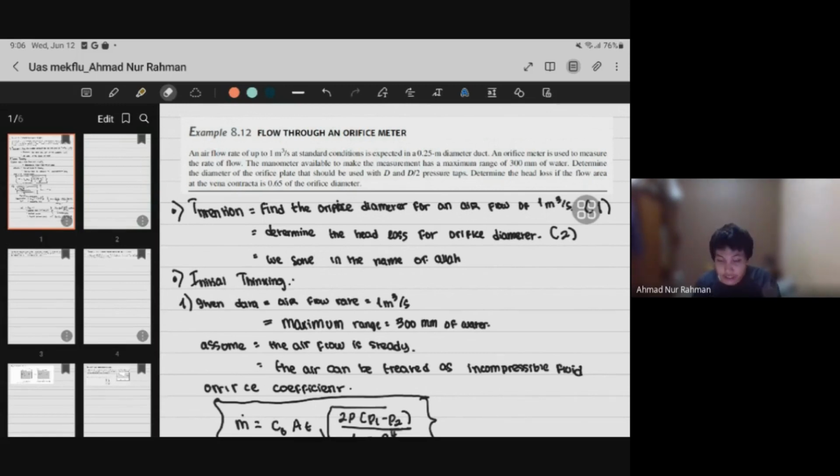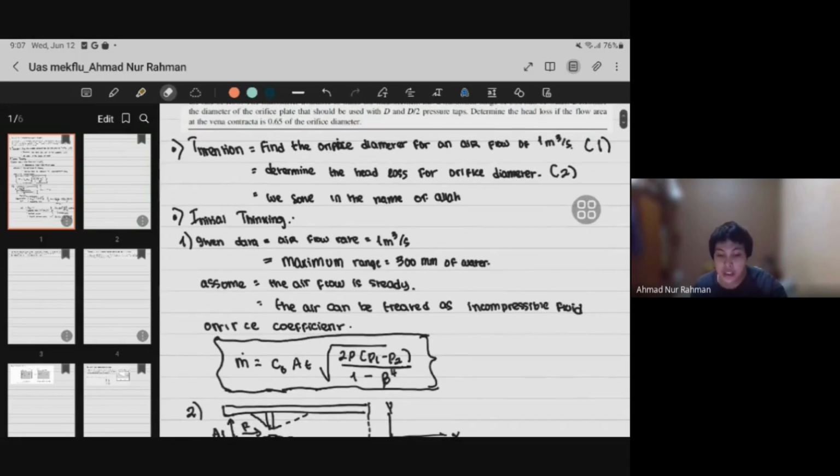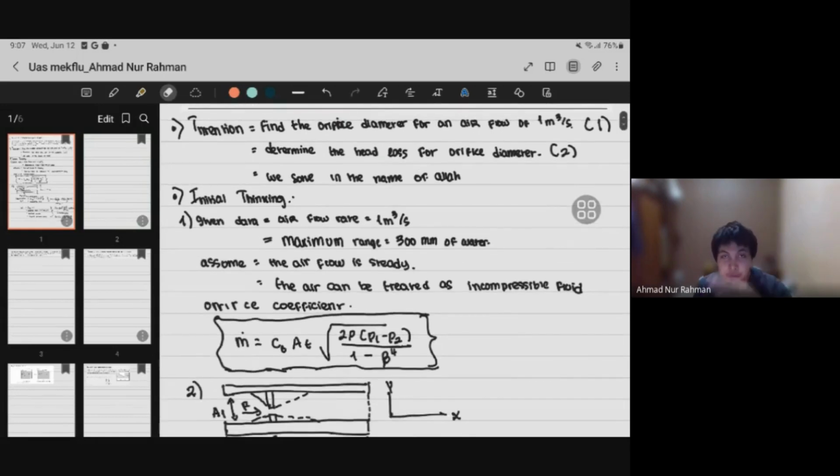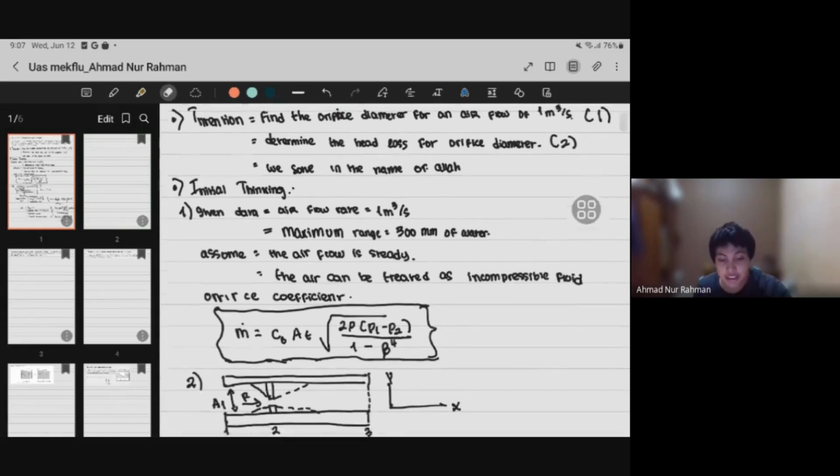First of all, intention. The intention of the problem is finding the orifice diameter for an airflow of 1 cubic meter per second. The second problem is to determine the head loss of the orifice diameter. And third, we solve the problem in the name of God, the name of Allah. Next we move to the next step, initial thinking.